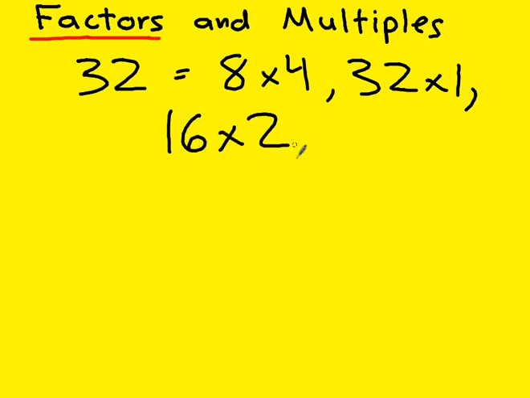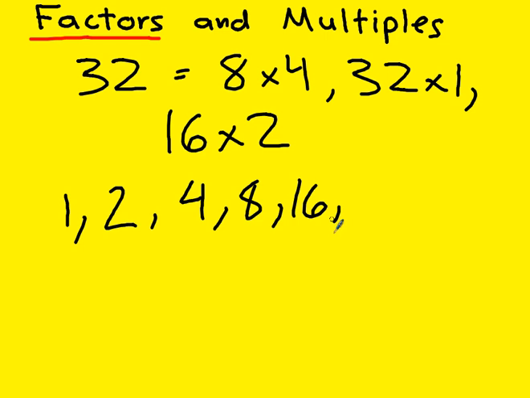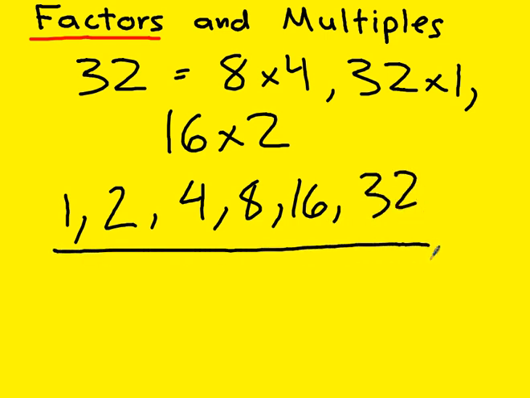Okay. So, 1, 2, 4, 8, 16, and 32. These are all factors of 32. These are numbers that I can multiply by another number and get 32. Or I can take 32 and divide it by any one of these numbers, and guess what I'm not going to get? I'm not going to get a remainder.